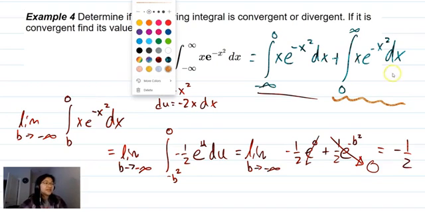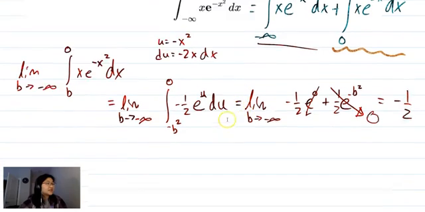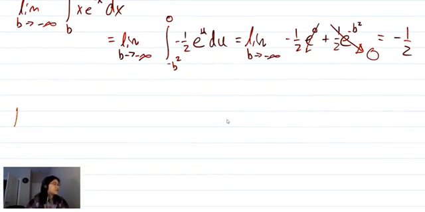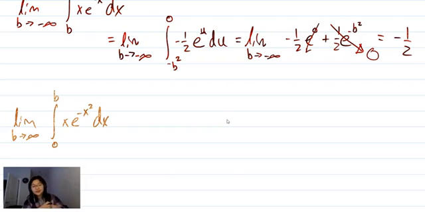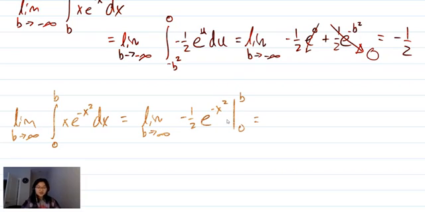All right. So for that one, let's bring it down here. We have limit as b approaches positive infinity of the integral from 0 to b of x e to the negative x squared dx. And that we can rewrite as limit as b approaches infinity of, what did we do before? Negative 1/2 e to the negative x squared. That's essentially what we had, right? From 0 to b.